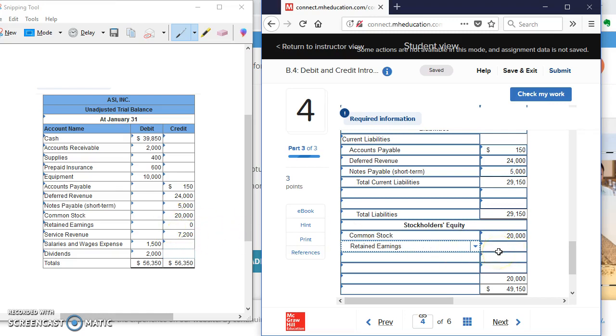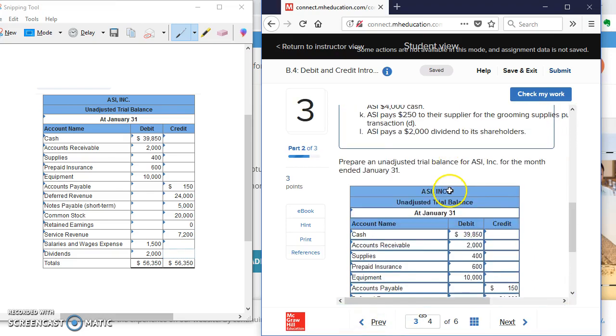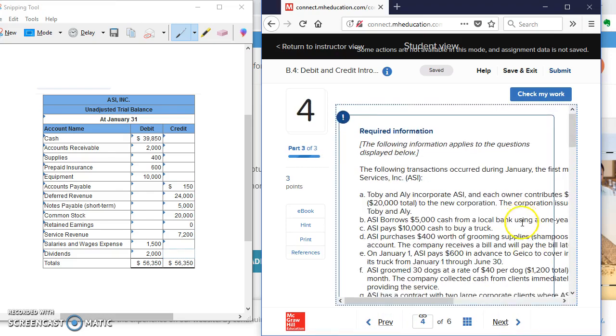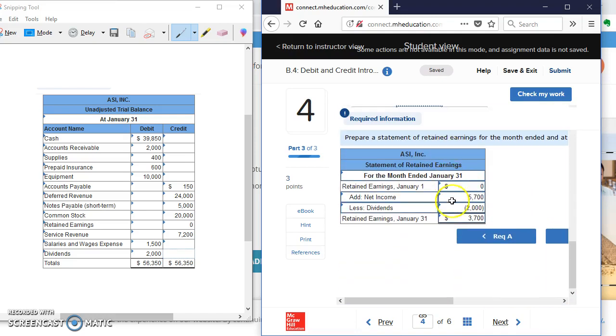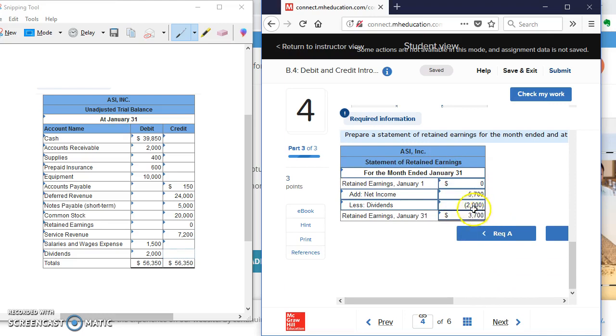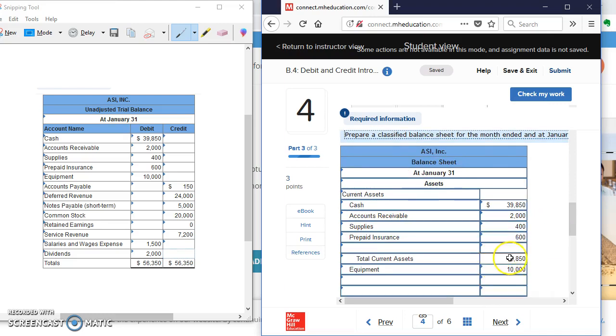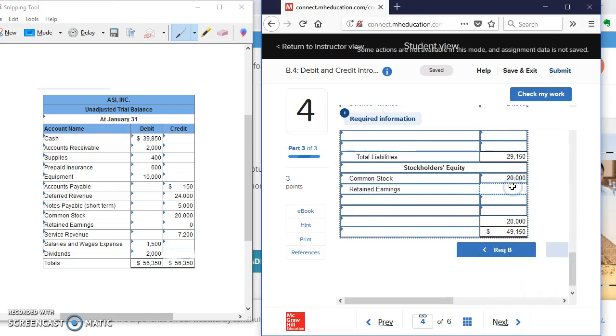What do you think retained earnings is? Pause the video and think about it for a second. I'm going to delay. I want you to think about it. Where do you think that comes from? Hopefully, you remember that the retained earnings amount comes from requirement B, the statement of retained earnings, right there. Your ending balance of the statement of retained earnings is what goes on the balance sheet in the retained earnings column. So that's the $3,700 I put in here.